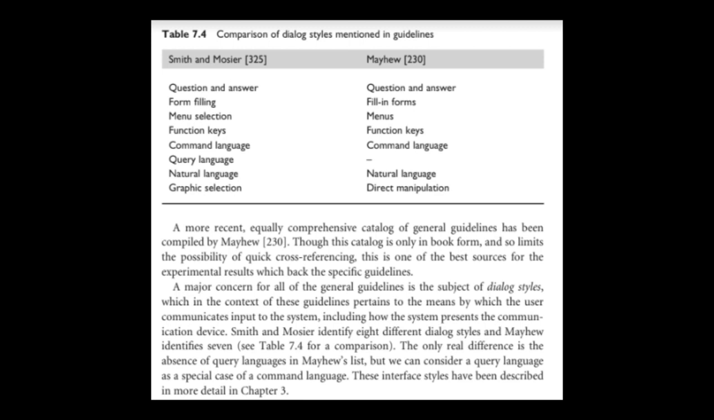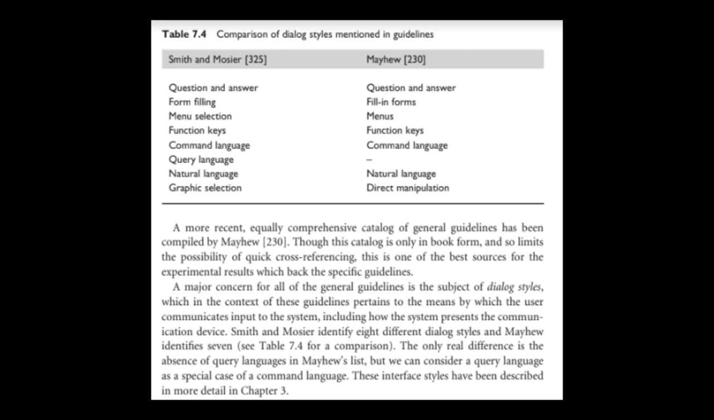Shown here in table 7.4 is the comparison of dialogue styles mentioned in the guidelines. Smith and Mosier contains question and answer, form filling, menu selection, function keys, command language, query language, natural language, and graphic selection, while Mayhew contains question and answer, fill-in forms, menus, function keys, command language, natural language, and direct manipulation.